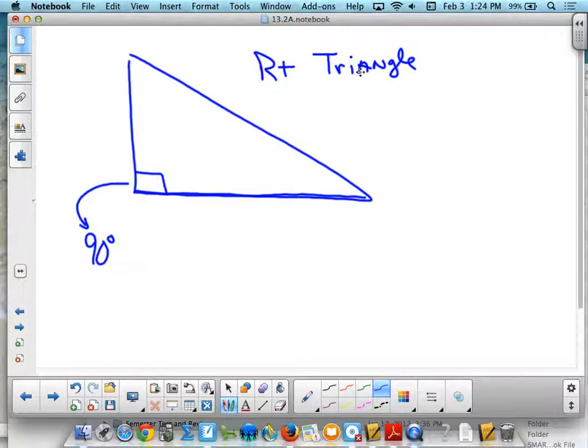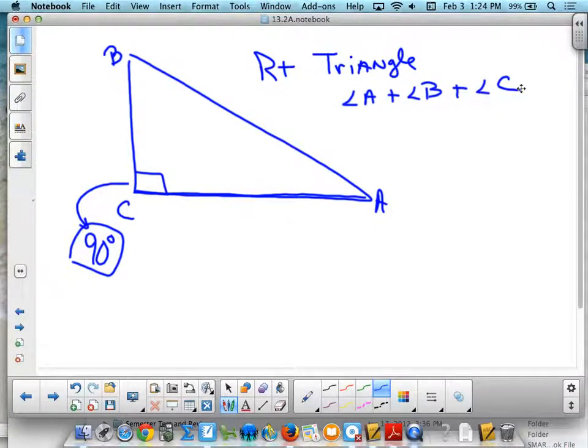It has a 90 degree angle. Okay, we already said that. All the angles together add up to 180. Okay, good. So if I call that angle A, and that's B, and that's C, Ty says if you take all your angles and add them up, you get 180. Is that right? That is not only true for right triangles, it's true for all triangles.